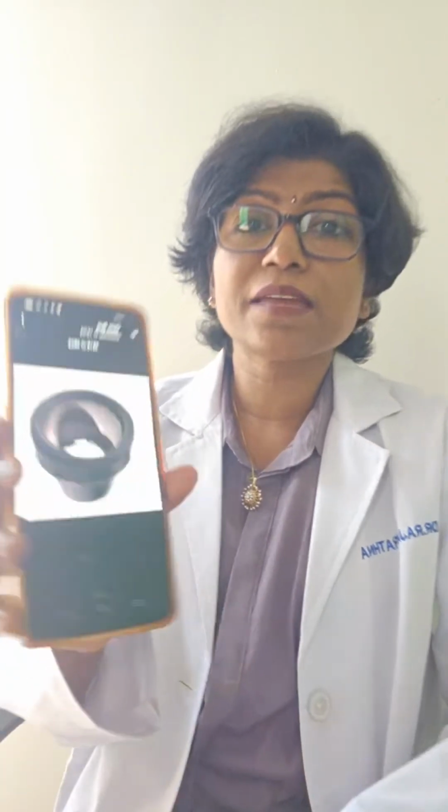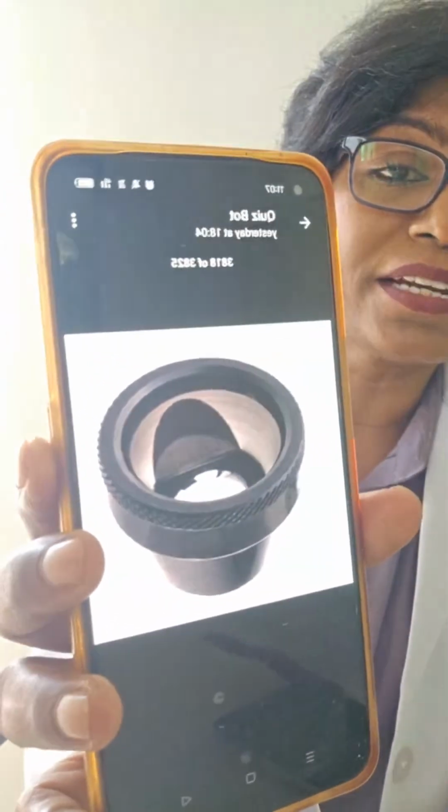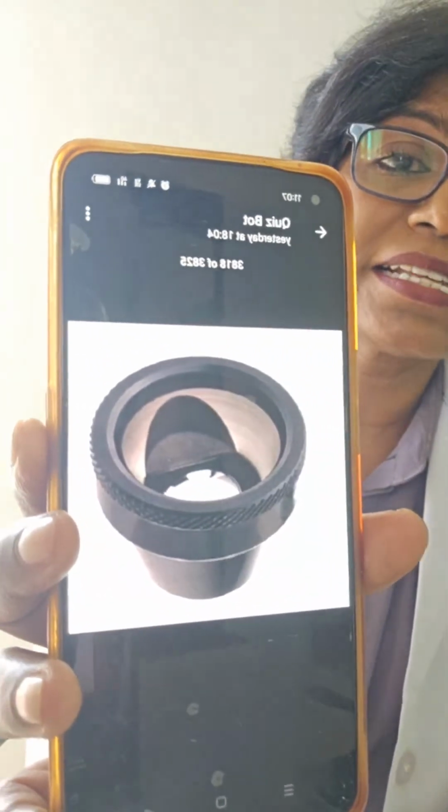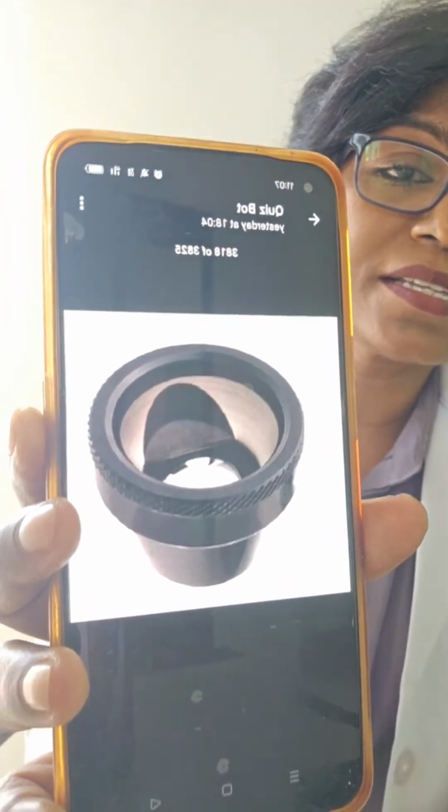Now the next image is this. We've already discussed this image. So what is this instrument? What is this instrument, guys?